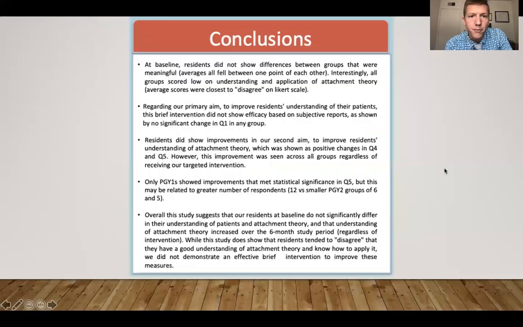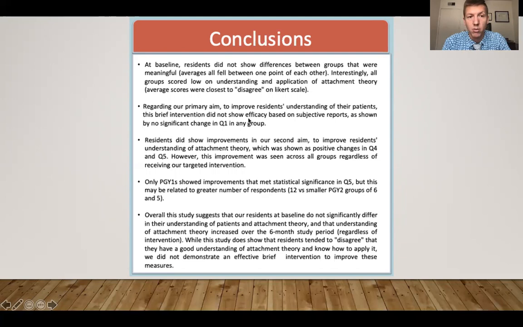Okay. Looking at conclusions, as I described at baseline, the residents didn't show differences between groups that were meaningful, and they all fell within 1 point of each other. And interestingly for me, all groups scored pretty low on the understanding and application of attachment theory. The average scores were closest to disagree on the Likert scale. To me, I think this is an indication that it could be a way to bolster our education in residency.